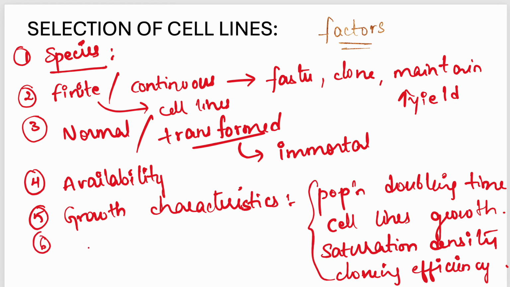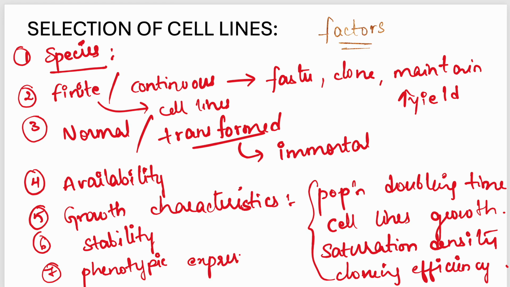Next, stability is also seen, whether the cell lines are stable in the culture or not. Next, how it is expressed phenotypically. Its phenotypic expression is also considered before selecting the cell line. So these are the factors which we need to consider before selecting the cell line.